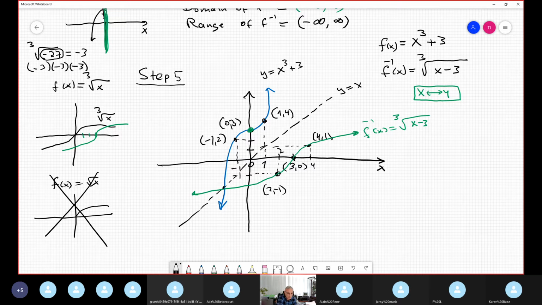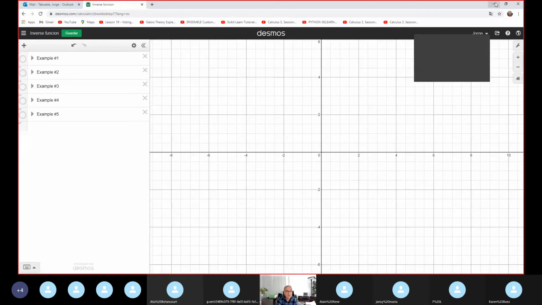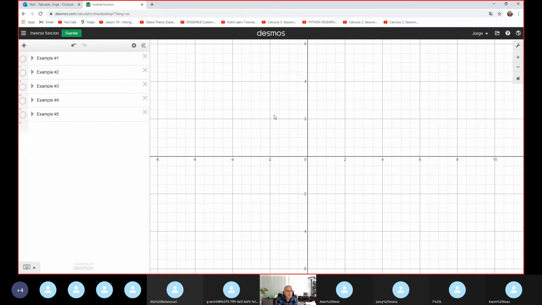Let me see this graph more clearly in Desmos. Let me try. Okay. Share screen. Desmos. Okay. Do you see Desmos? Yes or no?